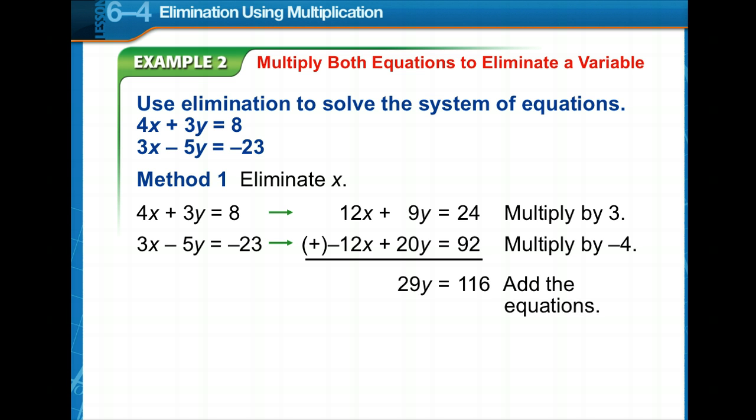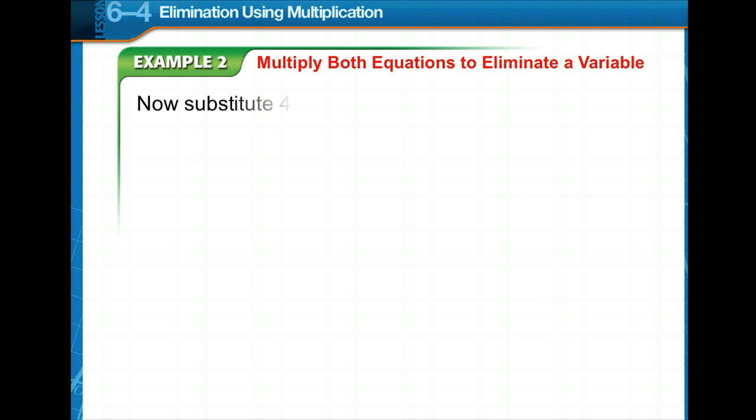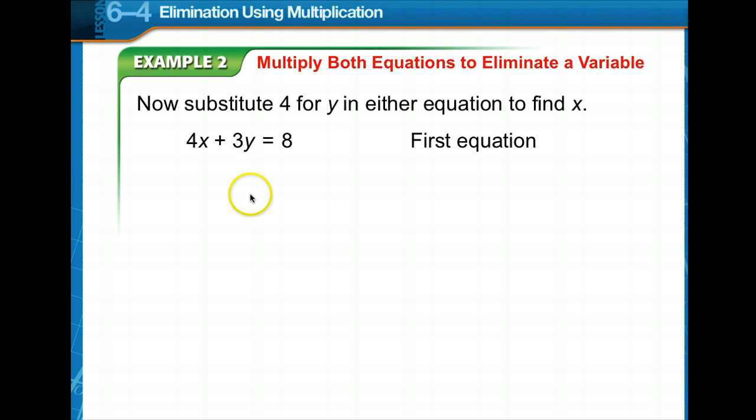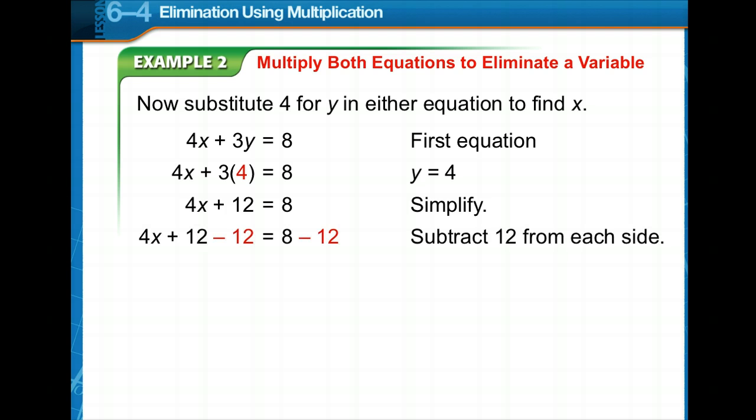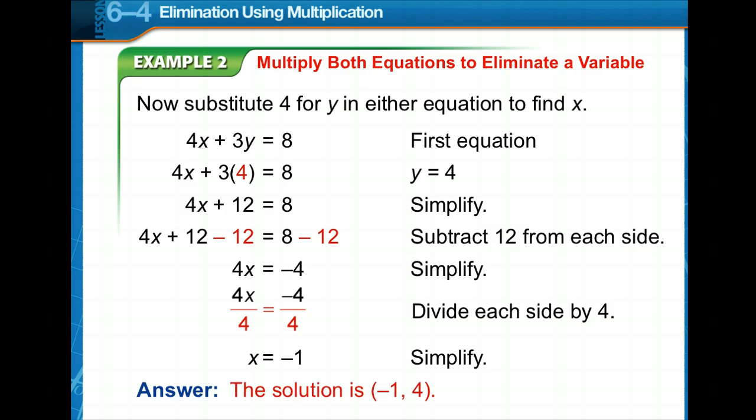29y is equal to 116. Divide both sides by 29. Our y is 4. Now we need to substitute a 4 in place of y in either equation. It doesn't matter which one you choose. They're choosing the first equation here. So we're going to have 4x plus 12 is equal to 8. Now we're solving for x. So we have to subtract 12 from both sides. Then divide both sides by 4. So x is -1. So our solution is -1, 4.